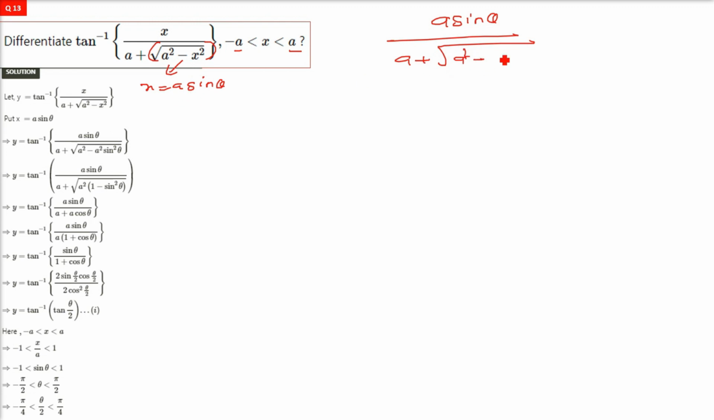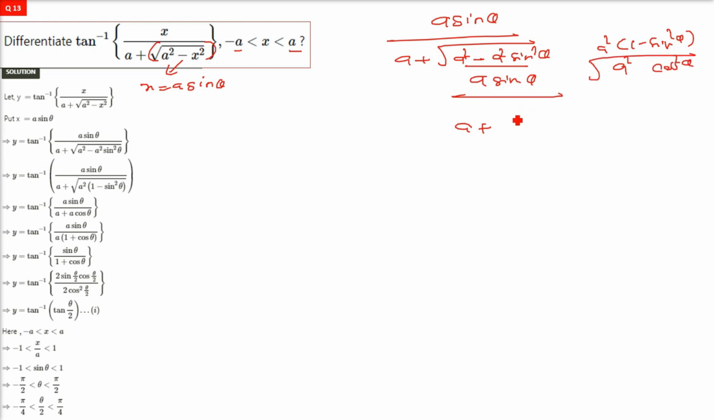So a square minus a square sin square theta inside the root. So a sin theta by a plus, this is going to be a square 1 minus sin square, so it is going to be a square cos square under root of this. So a cos theta will come out. So you can take a common here. So you have a sin theta and you have a taken common, 1 plus cos theta.